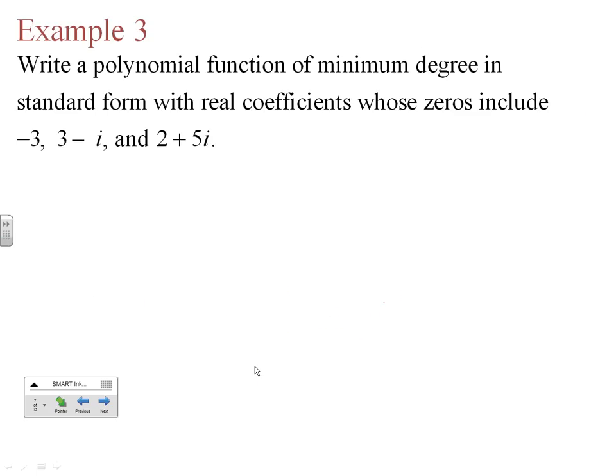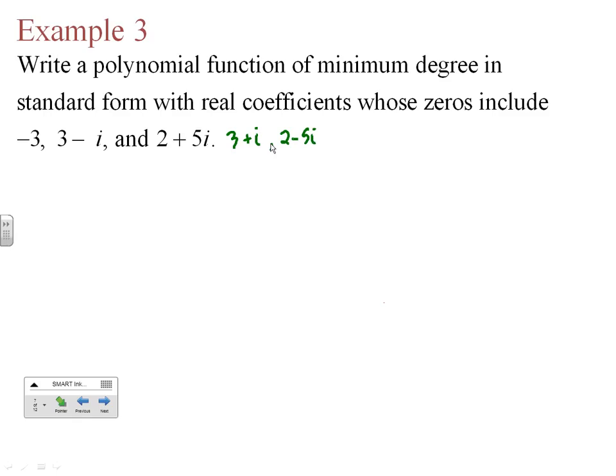So for example 3, now we'll be able to actually work this out and figure out what this polynomial will be, because we have 3 zeros they told us, but we actually have 2 more, because if 3 minus i is a 0, then so is 3 plus i. If 2 plus 5i is a 0, then so is 2 minus 5i.